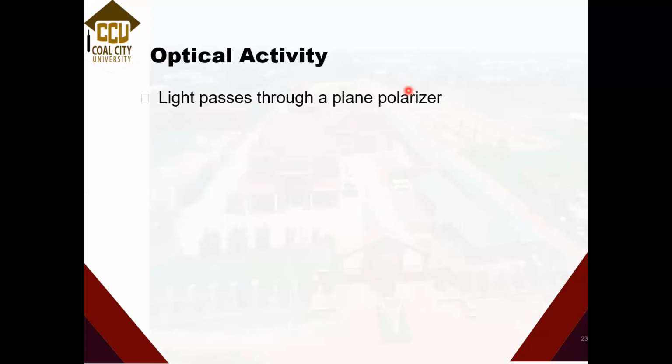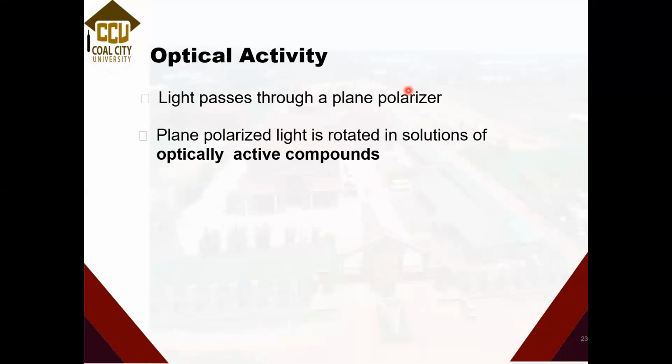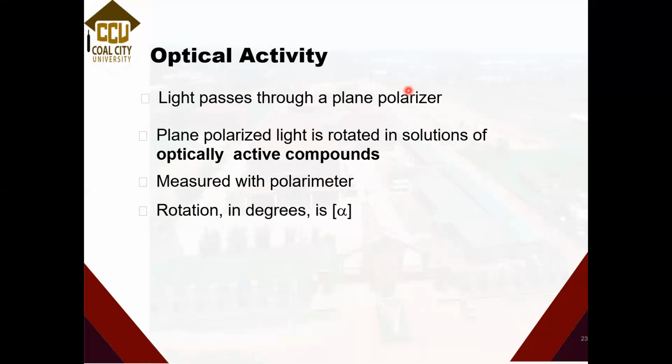Now, the plane polarized light is rotated in solutions of optically active compounds, like I said, that is chiral compounds. It is measured using an instrument we call a polarimeter, and the rotation is measured in degrees. The rotation in degrees is called specific rotation, which is symbolized using this alpha in a square bracket.